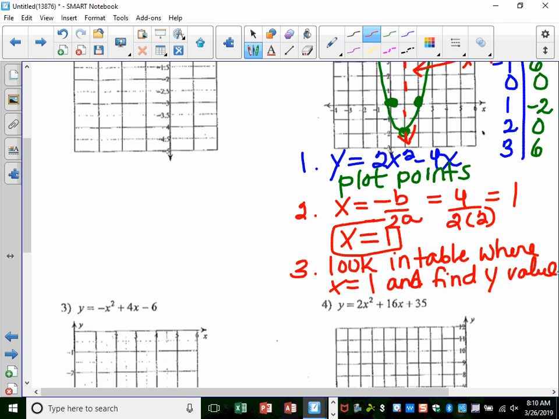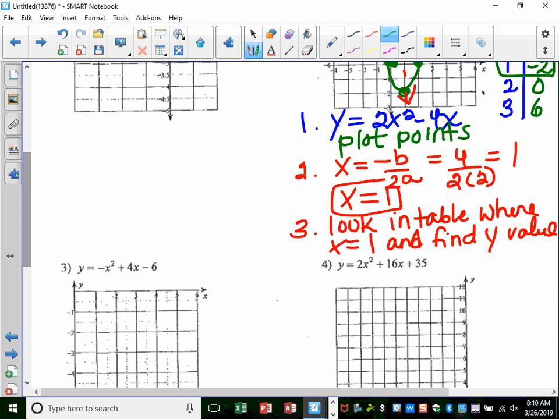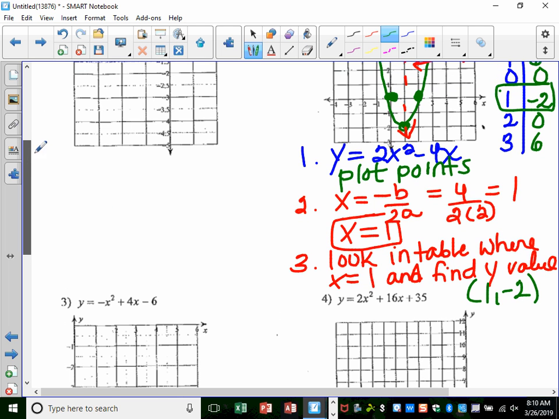All right, so it's already in my table right here where x equals 1. And there's my vertex, (1, negative 2). It's that simple. You look in the table where x was 1, and then it pairs up with negative 2. So that is your vertex. Because remember I told you this number here and this number here are the same. So you can get the y coordinate right in your table.